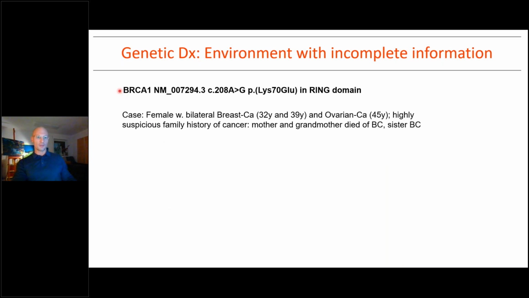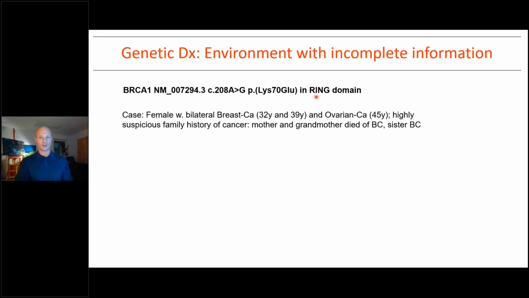This is an example from my lab. I had this case a couple of years ago, and I found this BRCA1 variant in this patient. It was a young female with bilateral breast cancer and a highly suspicious family history. The mother and grandmother died, and the sister was also affected. And yes, I found this variant. For those of you who work in the cancer field, the RING domain rings a bell, because in BRCA1 there are only two domains where missense variants are pathogenic, and these are the RING domain and the BRCT repeats.